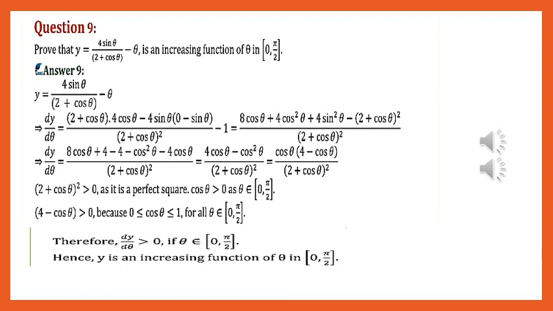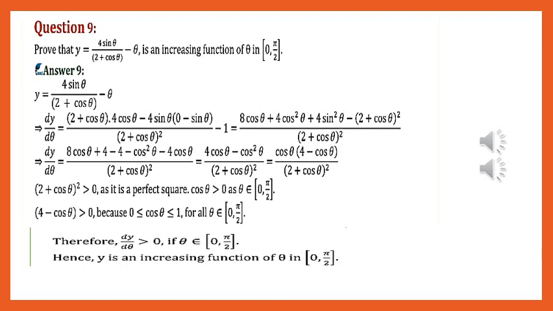Now the simplification part is equal to 8 cos theta. We know 4 cos square theta plus 4 sin square theta, 4 is taken out, cos square theta plus sin square theta is 1. So it is plus 4. Now 2 plus cos theta the whole square we expanded using the a plus b the whole square identity, but with a minus sign outside. So we have minus 4 minus cos square theta minus 4 cos theta, by 2 plus cos theta the whole square. Again positive 4 and negative 4 cancelled.